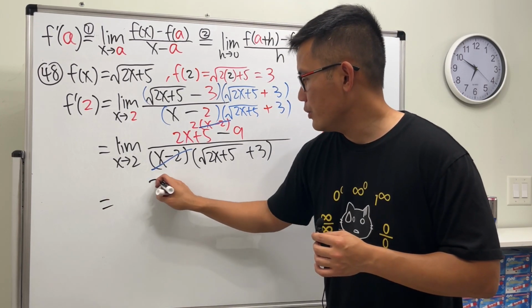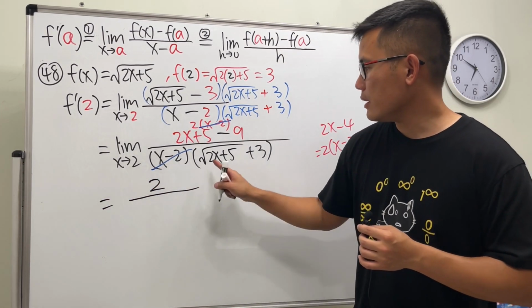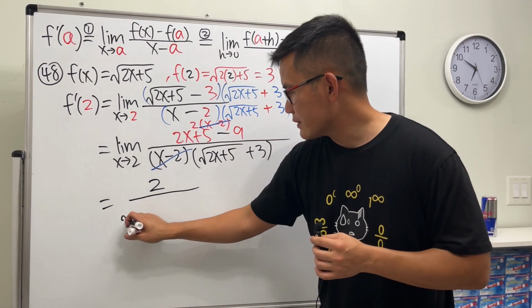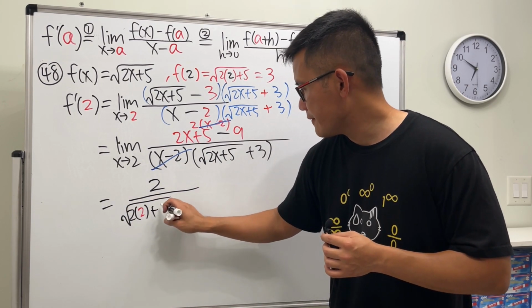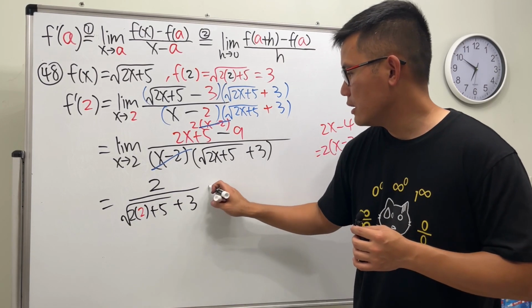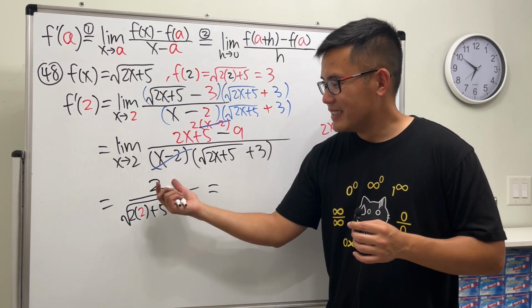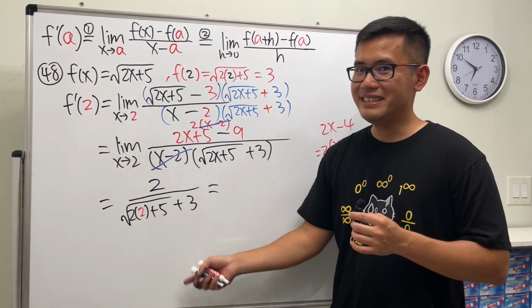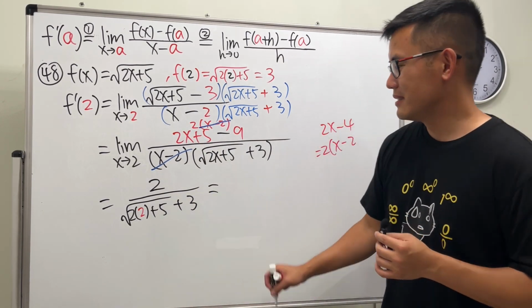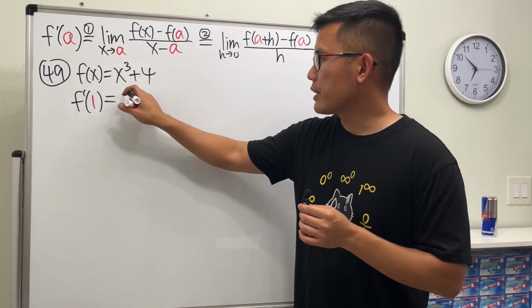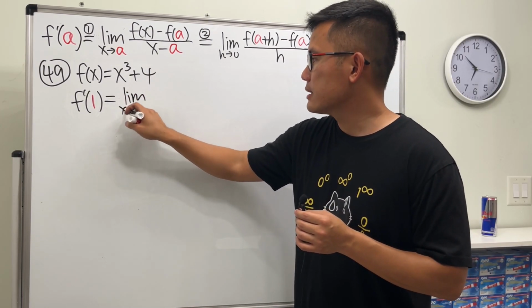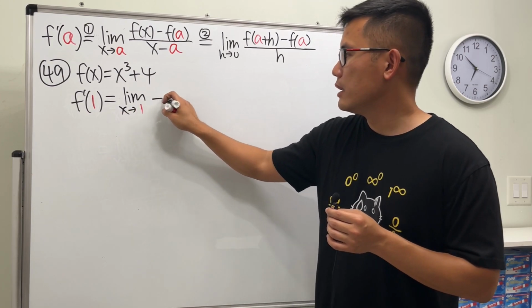Alright, we have this 2 right here though, be really careful. So 2 over, put this 2 in here, so we have square root of 2 times 2 plus 5 and then plus 3. That's 9. Square root of 9 is 3, 3 plus 3 is 6. 2 over 6 is 1/3. Is it? Yeah.